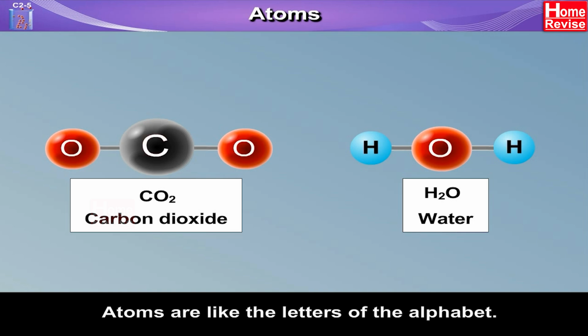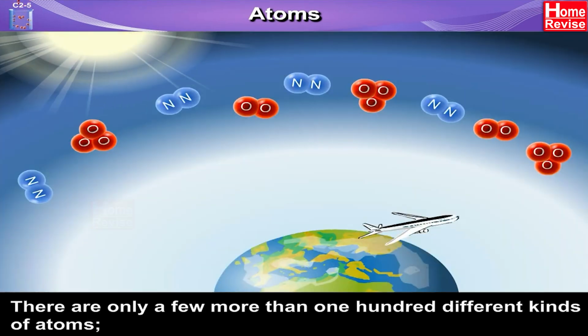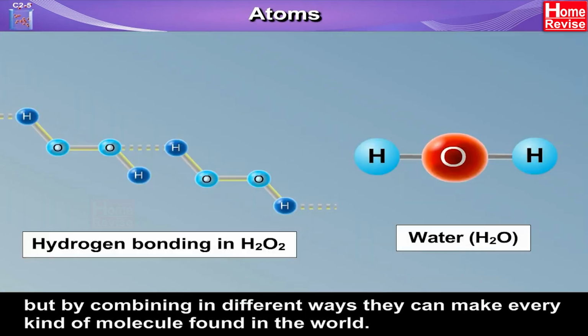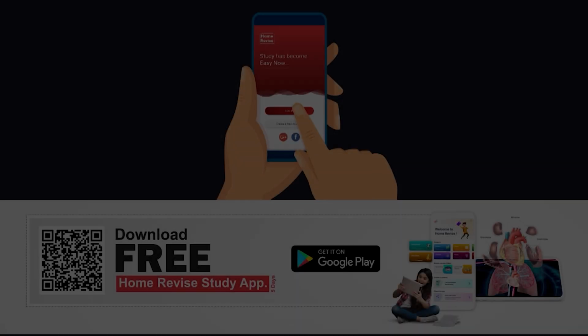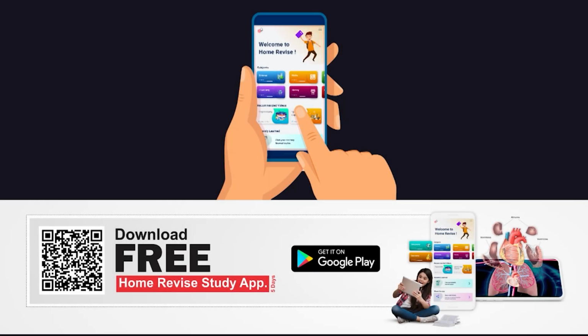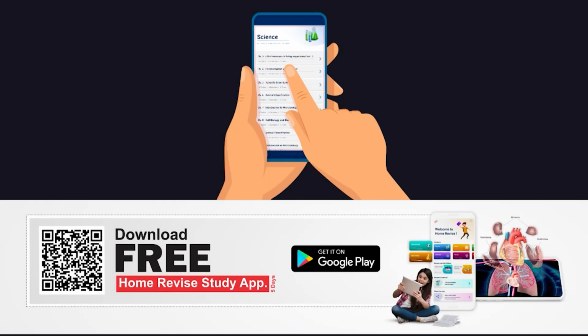Atoms are like the letters of the alphabet. You know, there are only a few more than 100 different kinds of atoms, but by combining in different ways, they can make every kind of molecule found in the world. Isn't that interesting?